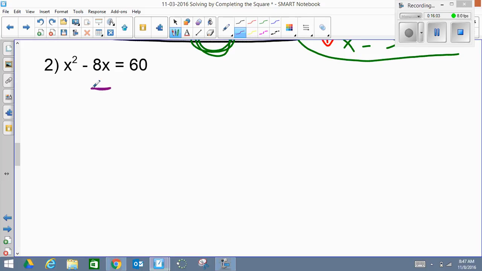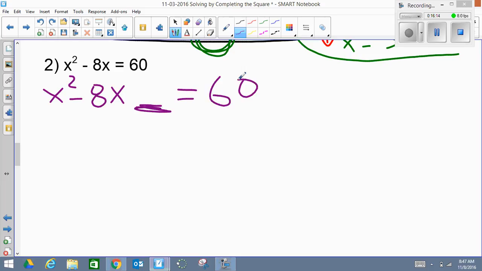So from here, what I'm going to do is leave some space: x squared minus 8x, and some space, equals 60, because I need to complete the trinomial. Remember, the perfect square trinomial. So what I'm looking for now is to find the value of c. If I do it on one side, I do it on the other side. So to find the value of c, I'm going to do it on the side.